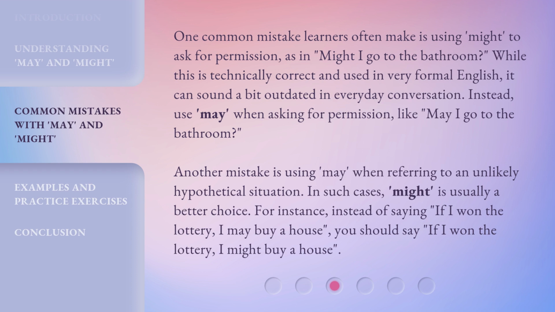Another mistake is using may when referring to an unlikely hypothetical situation. In such cases, might is usually a better choice. For instance, instead of saying, "If I won the lottery, I may buy a house," you should say, "If I won the lottery, I might buy a house."